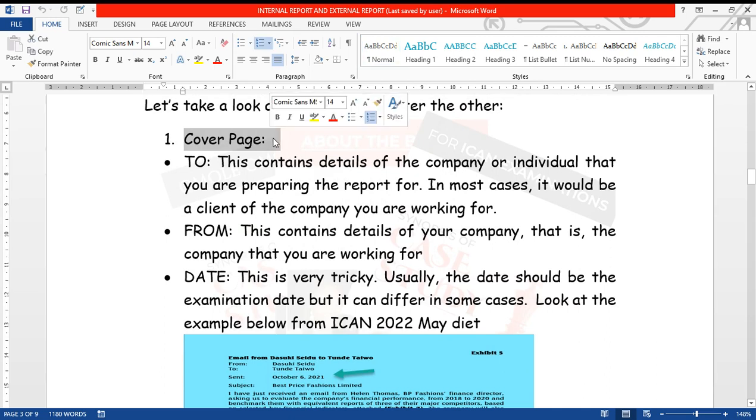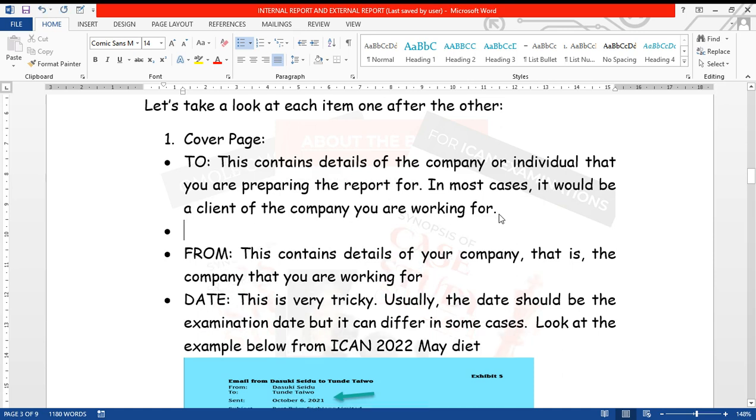On the cover page, you have two, that is, the details of the company or individual that you're preparing the report for. So who are you preparing the report for? In most cases it will be a client of the company you're reporting for. So let's say you have something like, to the board of directors of ABC Limited.